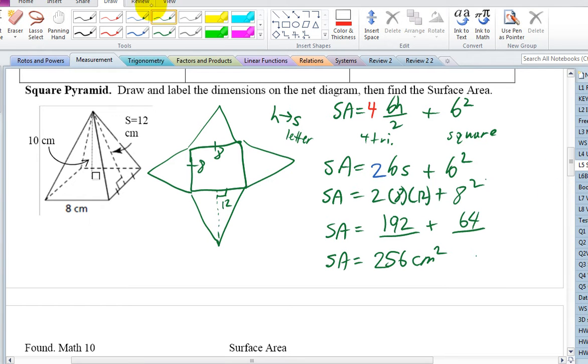Again, the important stuff really isn't the calculations. They're going to test you on that stuff, right? They're going to make sure you know what that formula means, that there's a square and 4 identical triangles. So what you really need to understand is the formula. Why is it that?